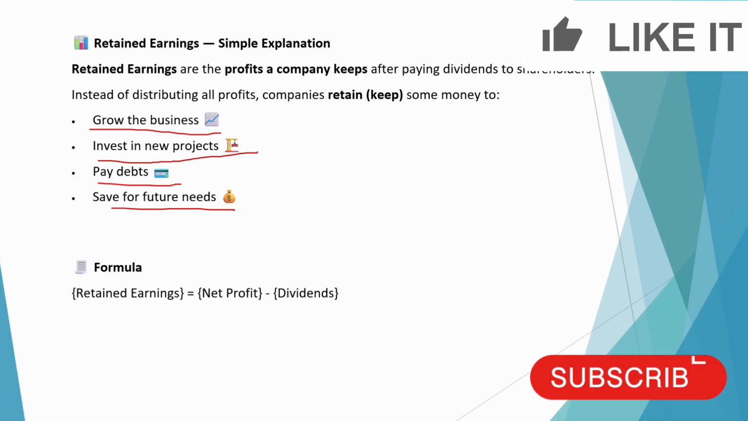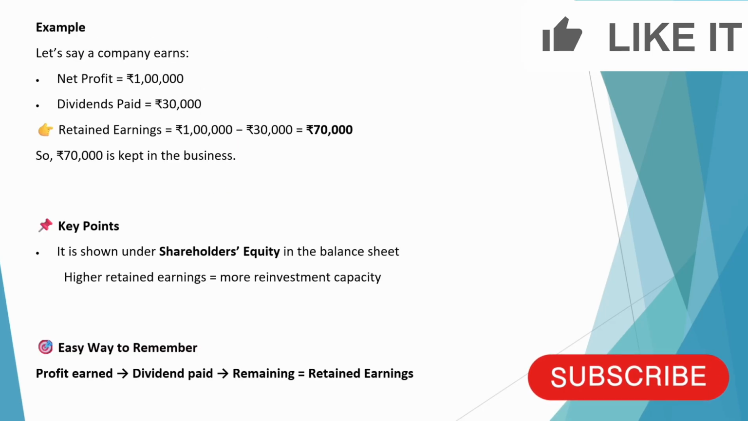Retained earnings is equal to net profit minus dividends. If the company has previous retained earnings, we can add them here: previous or beginning retained earnings plus net profit minus dividends. Let us understand this concept with a simple example.